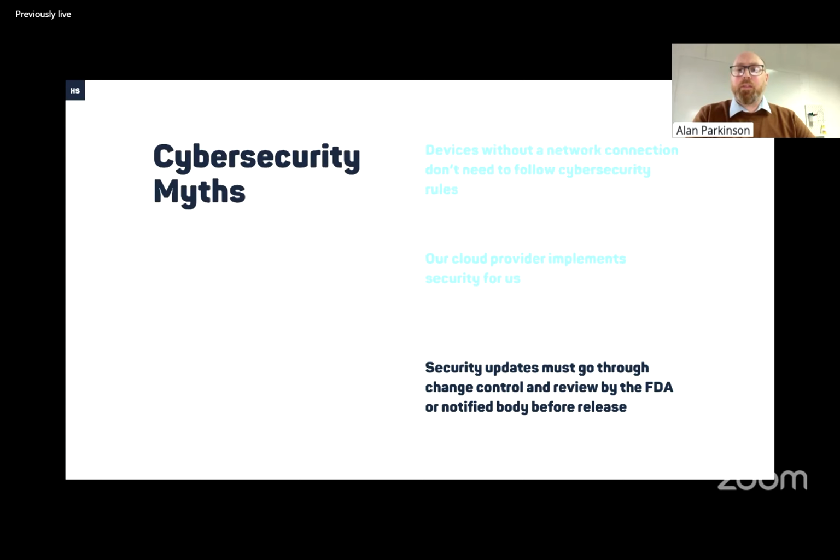And the final one is security updates must go through change control and review by the FDA or notified body for release. Yes, you have to go through your internal change control when releasing a security update, but getting a review by the FDA or notified body is only required when the change would actually have an impact on safety. So that's where you need to use your software architecture and actually look at the impact of, say, having to do an update because a piece of SOUP has an identified vulnerability. You've got to work out actually how does this impact your device, whether it's going to be a quick security update or do you need to actually get a review.